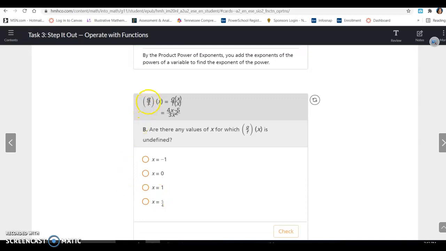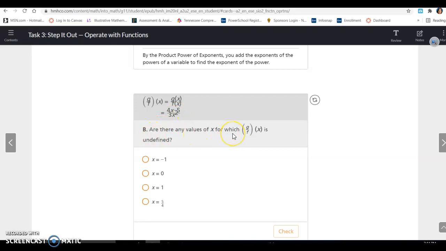All right, so this says g over f. This is kind of hard to read because of the way it's typed here, but g over f of x equals g of x divided by f of x. So they put g of x on top, 4x minus 5, divided by 3x squared.